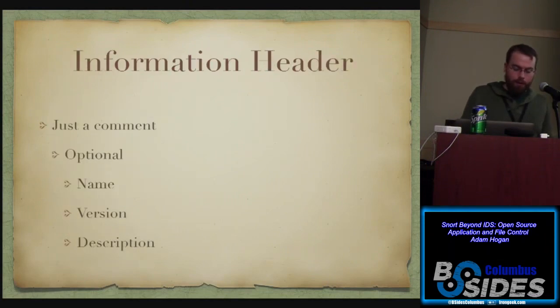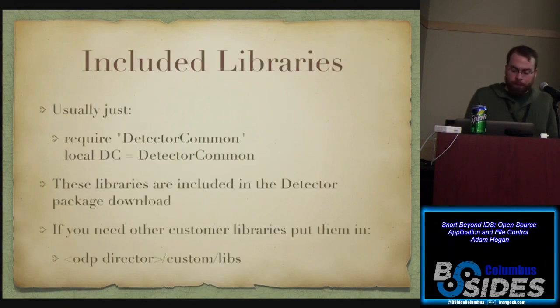Let's say information header, yeah, it's, again, just a comment. You know, the name, the version number, in case you're going to change it, update it, improve it. We use that to keep track of it, and a short description. So nothing too big there. The included libraries, again, just these 2 lines. Right? I need to require this library here, which again we package. You can download.